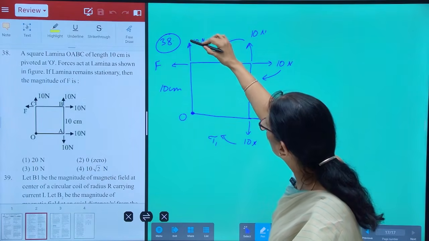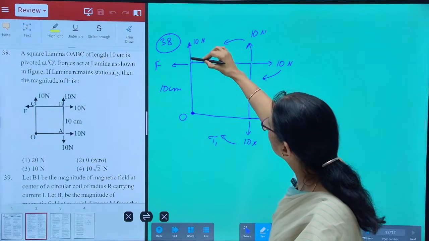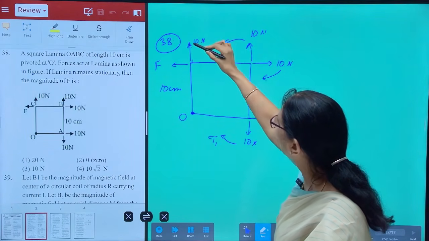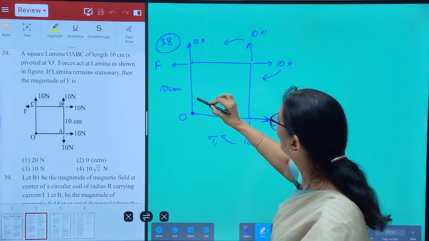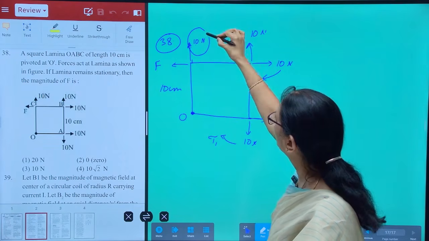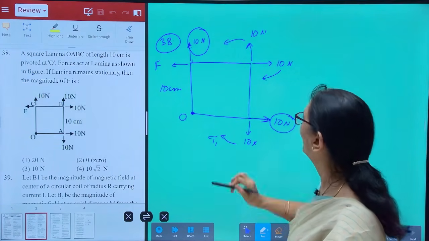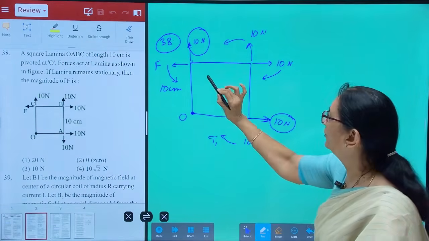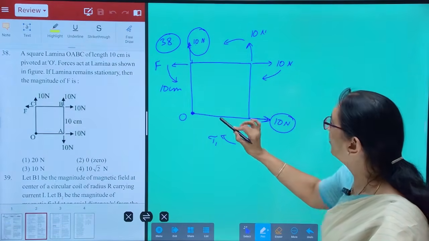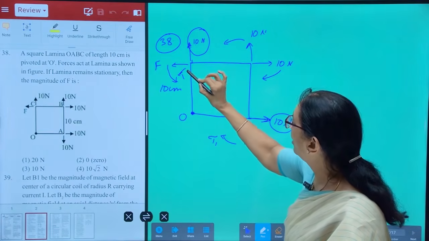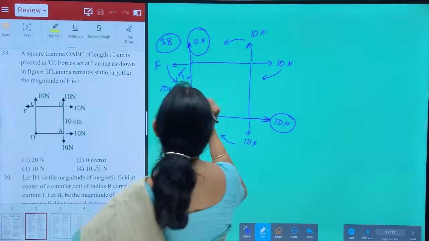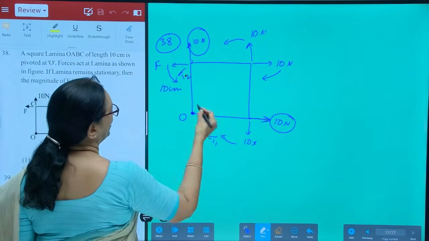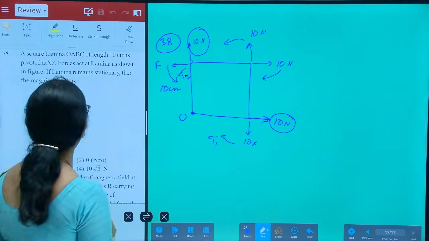See, the torque due to this force is 0 because this force is acting along the vertical. The horizontal distance of this force with respect to the origin is 0. Torque due to this is 0. Now, this produces a torque in this direction. So, if you look at the diagram, tau1 and tau2 are the only two torques acting on that. Tau1 is clockwise, tau2 is anti-clockwise.